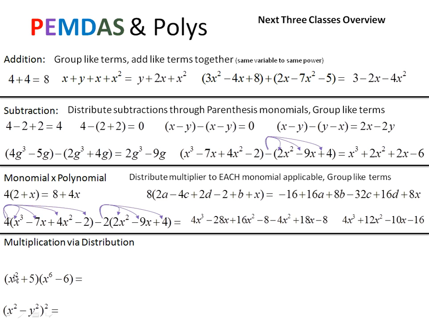So when we multiply 2 full polynomials together, we can't just take this and distribute it. It doesn't quite work like that. We are going to split this polynomial into its 2 monomials and distribute each monomial to this polynomial. So we are going to distribute the x squared to the x to the 6th, and we're going to take the x squared and distribute it to the -6. Then we're going to take the 5 and distribute it to the x to the 6th, and take the +5 and distribute it to the -6.